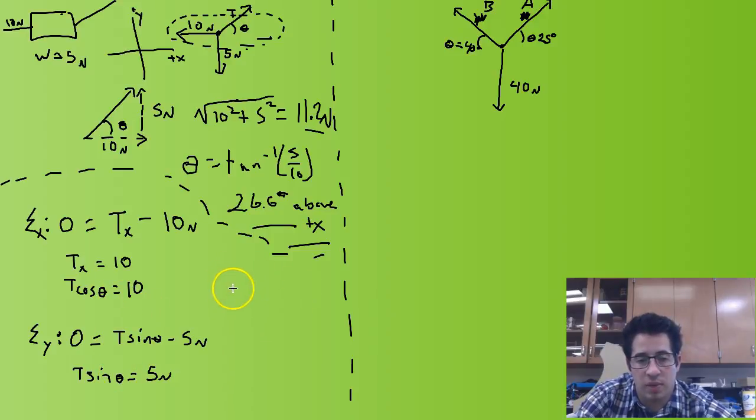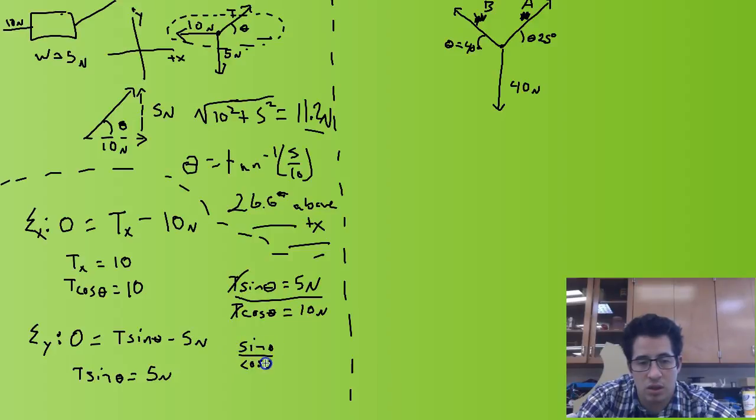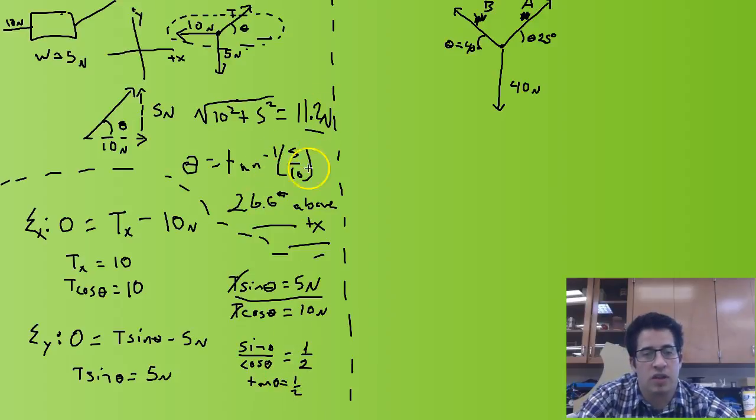But we could say that we could put this one on top, so T sine theta equals 5 newtons, and we're going to divide that by T cos theta equals 10 newtons. And so the T's will cancel out, and we get sine over cosine, which is tangent. So this would be 5 over 10, which is 1/2. So tan of theta equals 1/2. Then you could use inverse tangent, and you'll find this angle.